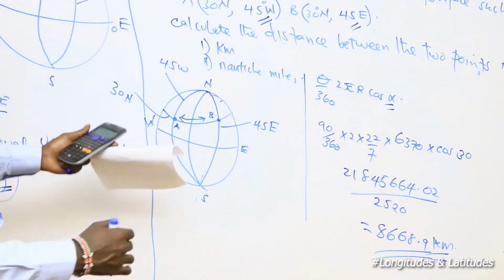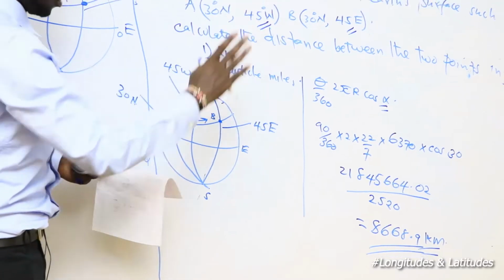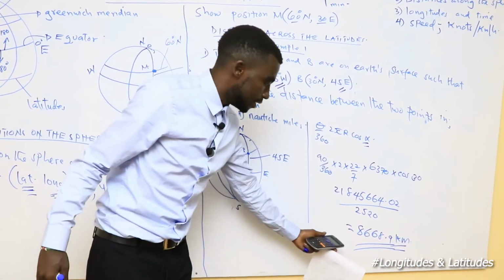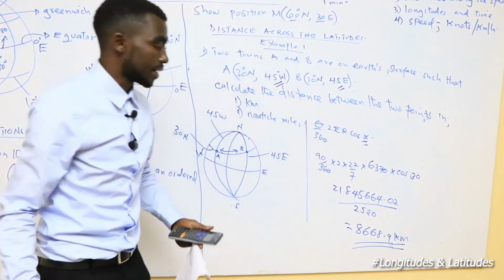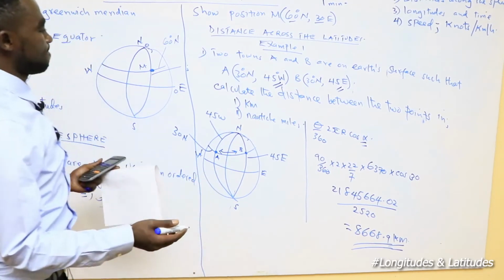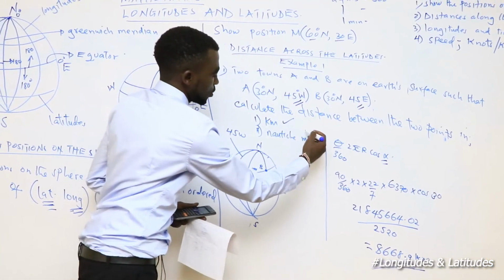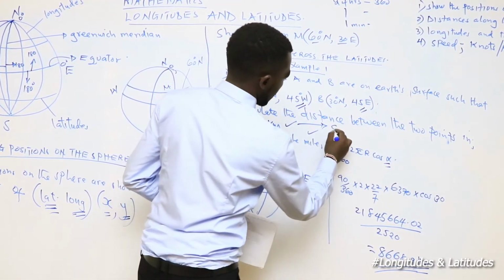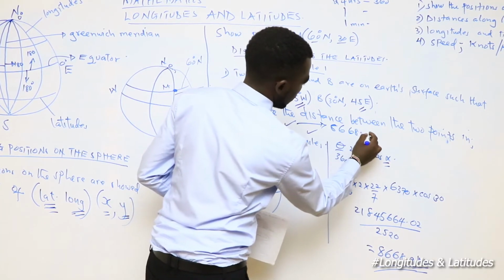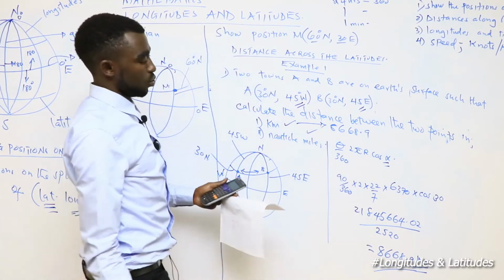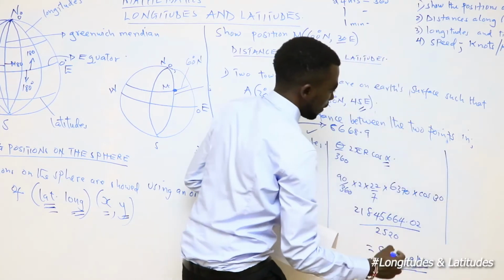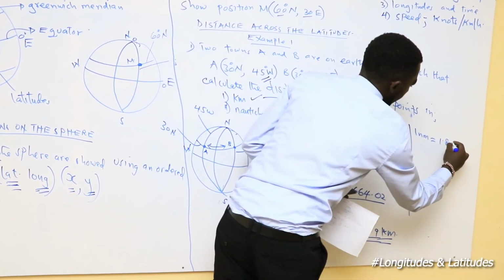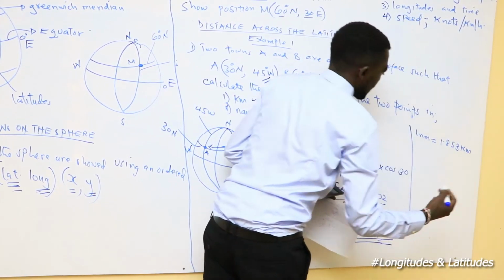So the distance between A and B, them being located in those points on the Earth sphere, the distance between the two points is 8,668.9 kilometers. And the question was, you give a distance in kilometers and as well as in nautical miles. So for the kilometers, we have the answer, which is 8,668.9. For the nautical miles, we usually have a conversion relation here, that 1 nautical mile is equivalent to 1.853 kilometers. That's the relation we have.